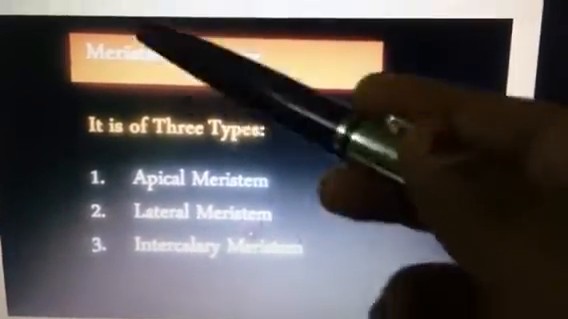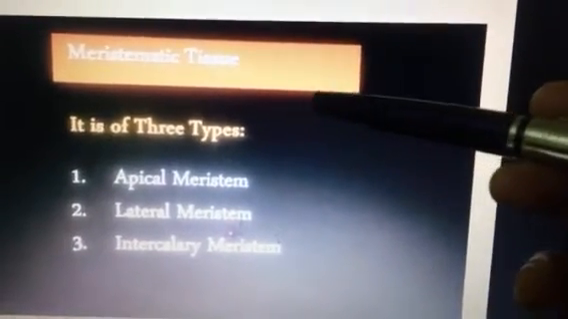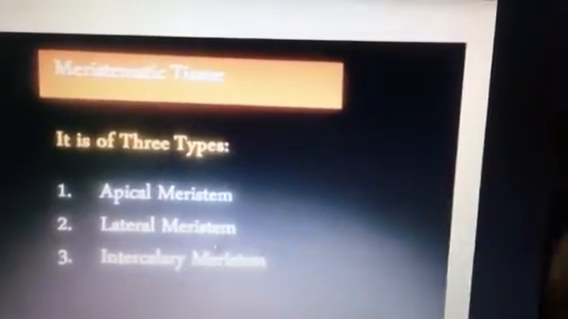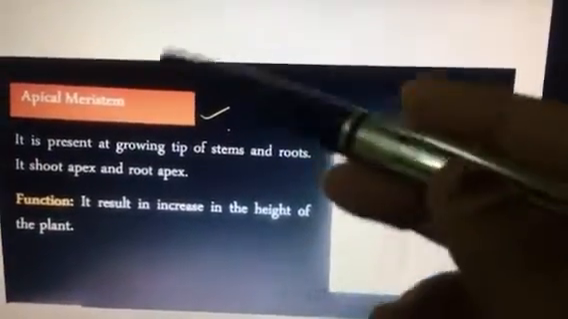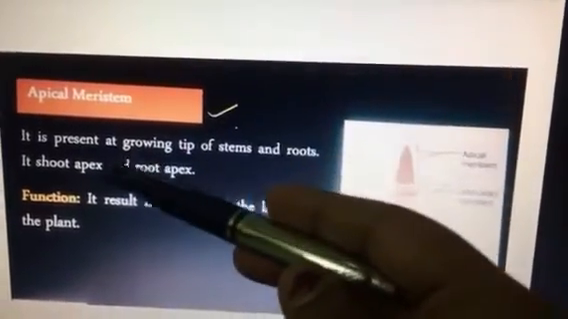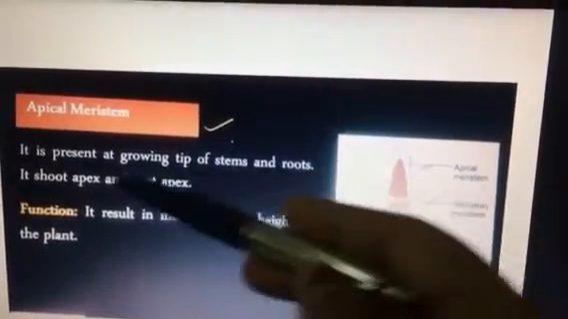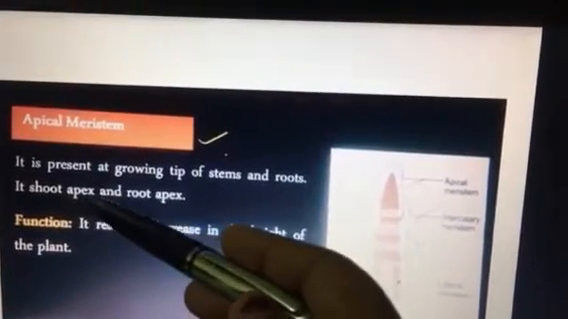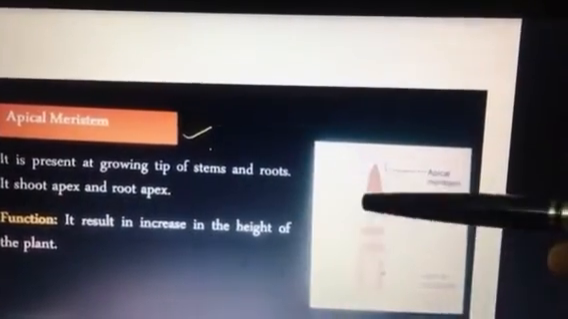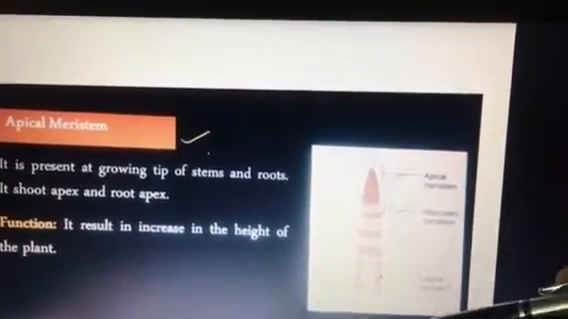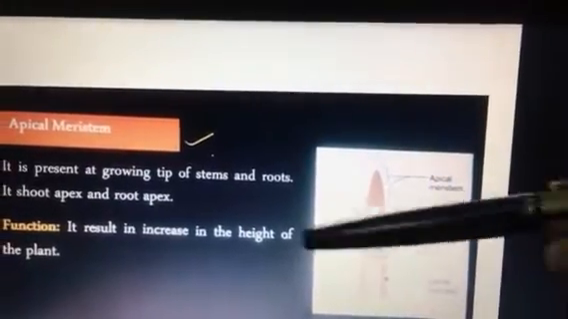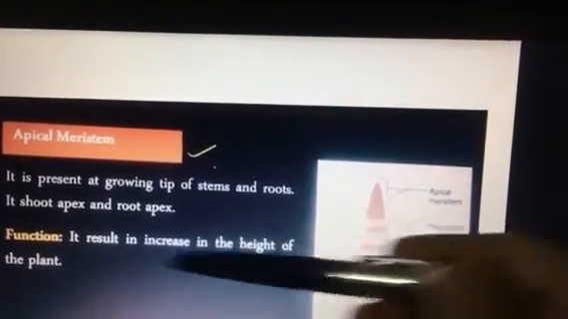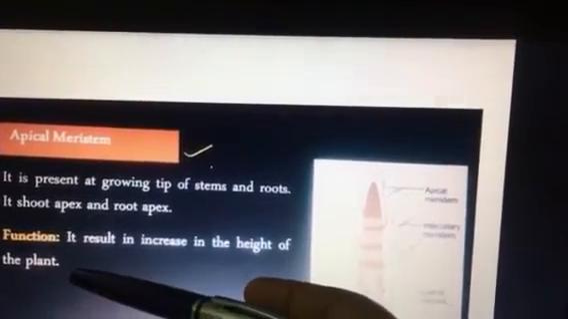Now coming over to meristematic tissues and their details. It is of three types. By now you remember apical meristem, lateral meristem and intercalary meristem. Now going over to apical meristem. It is present at the growing tip of stem and roots. It is also termed as shoot apex. Apex means the tip, and the root apex. Shoot apex goes towards light and root apex goes towards earth. Function: it results in increase in the height of the plant in the air, as you all see.